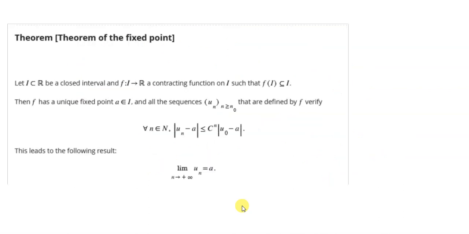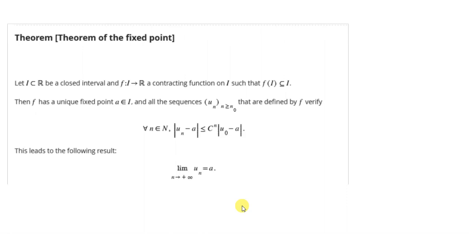We move now to the theorem of the fixed point. In this theorem, we will see that if we have a contractive function and an interval, the domain, that is mapped to itself by this function, then the function f has a unique fixed point, and the recursive sequence that is defined by this function is convergent and goes to the fixed point.